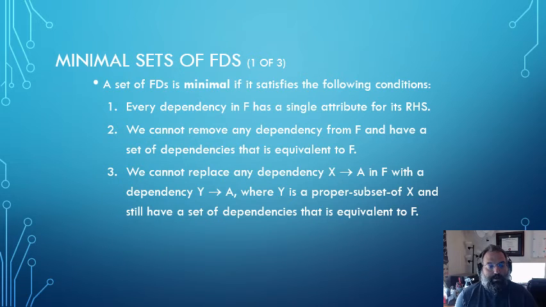A set of FDs is minimal if it satisfies the following conditions. Every dependency in F has a single attribute for its right-hand side. We cannot remove any dependency from F and have a set of dependencies that is equivalent to F. We cannot replace any dependency X implies A in F with a dependency Y implies A, where Y is a proper subset of X, and still have a set of dependencies that is equivalent to F.